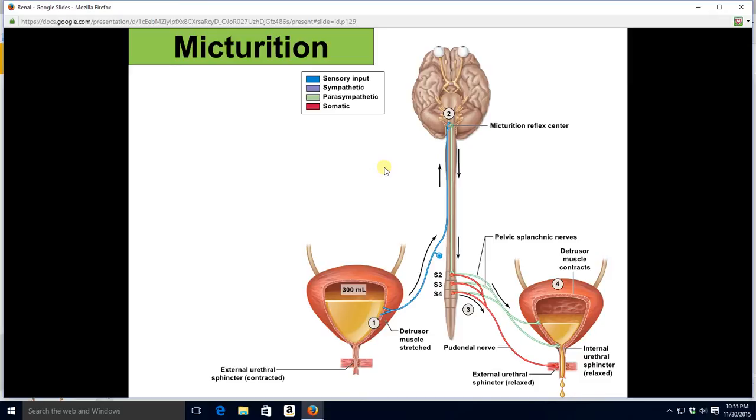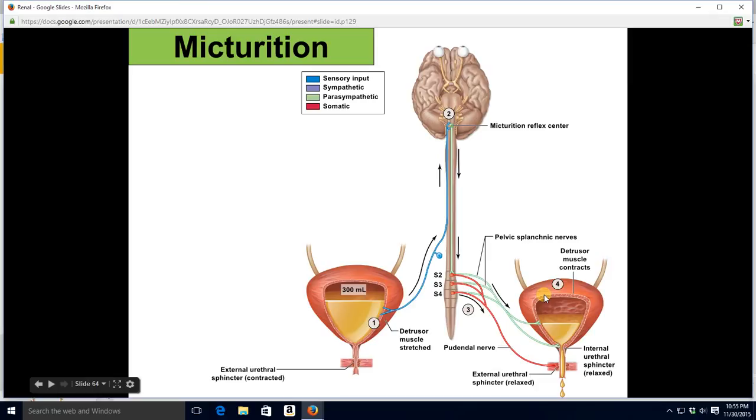Last but not least, the act of peeing, also known as micturition, the micturition reflex. When the bladder stretches, stretch receptors send a signal to the spinal cord, goes up to the pons, to the micturition center. Pons says, okay, time to pee. Sends a signal down. Signal goes out to the urinary bladder.